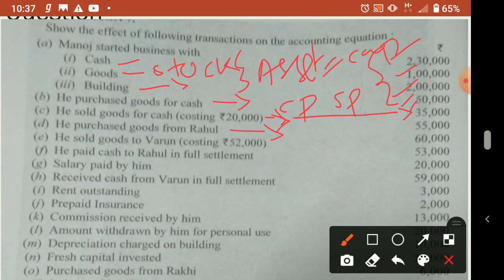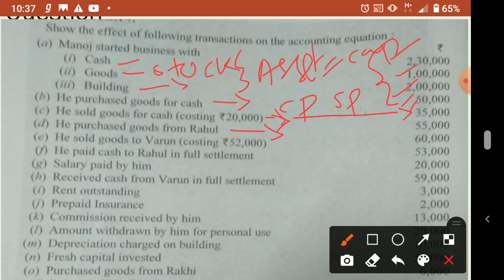Then he purchased goods from Rahul. Rahul is a person from whom he purchased goods. So what is the difference in giving a name? Whenever a name is given in a transaction, that means cash is not paid or received. Manoj purchased the goods, but he did not pay money to Rahul. So Rahul is our creditor.